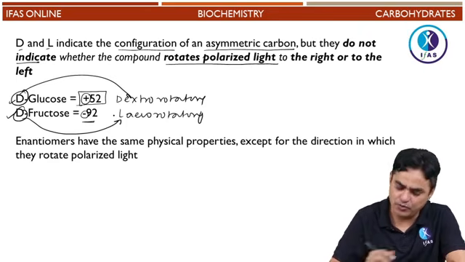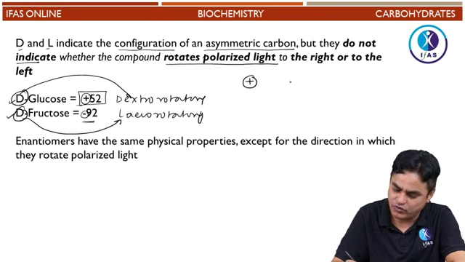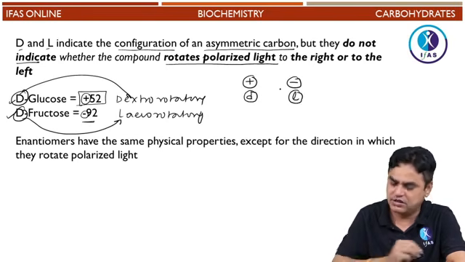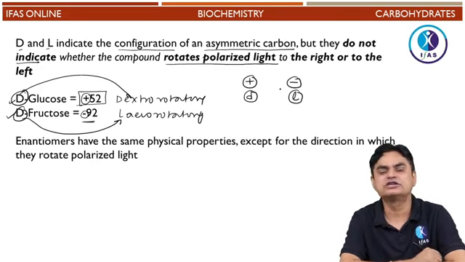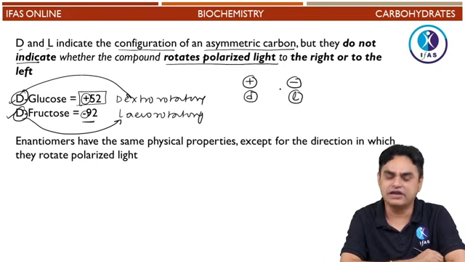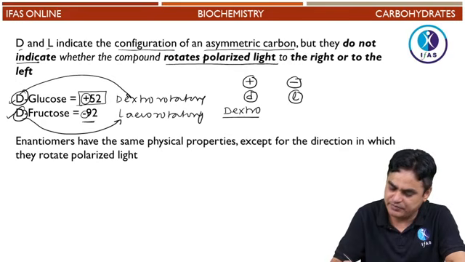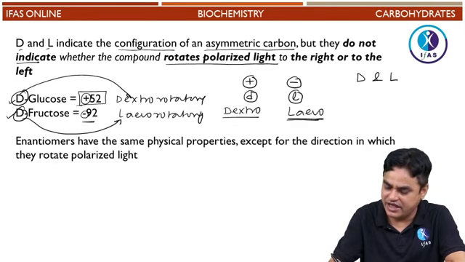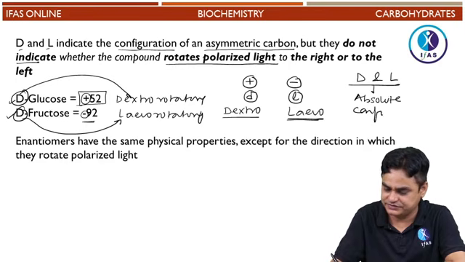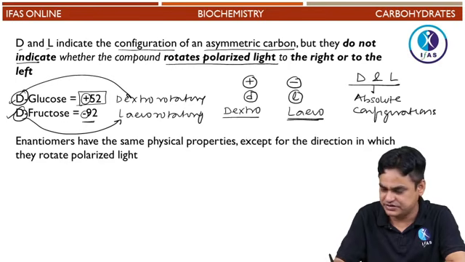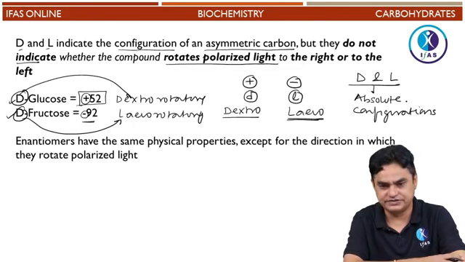representing the optical rotation. Optical rotation is represented by symbol plus or minus, or in older books you can find a small d for dextrorotatory and small l for levorotatory, but you will never use capital D or capital L for this. So plus or small d represents dextrorotatory, and minus or small l represents levorotatory, while capital D and capital L represent an absolute configuration.